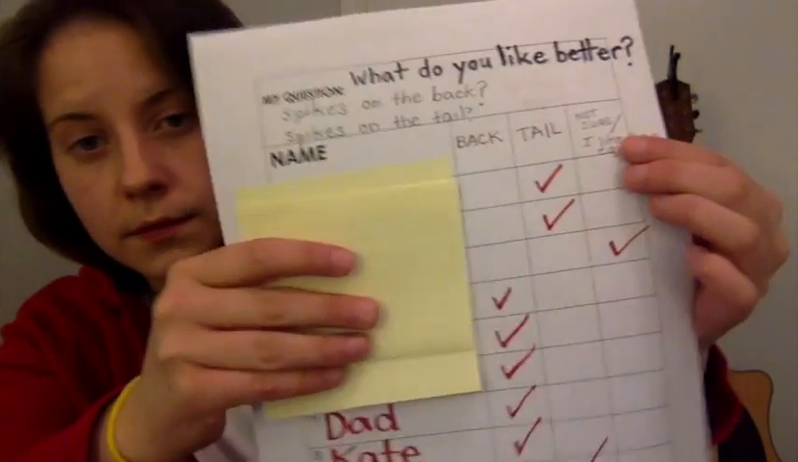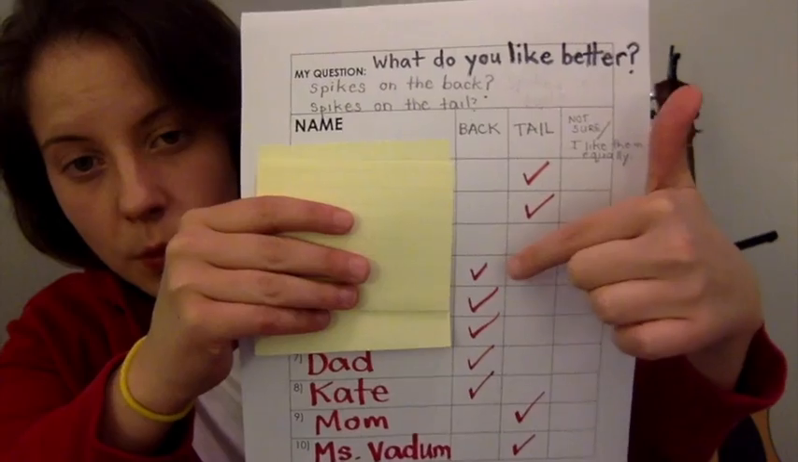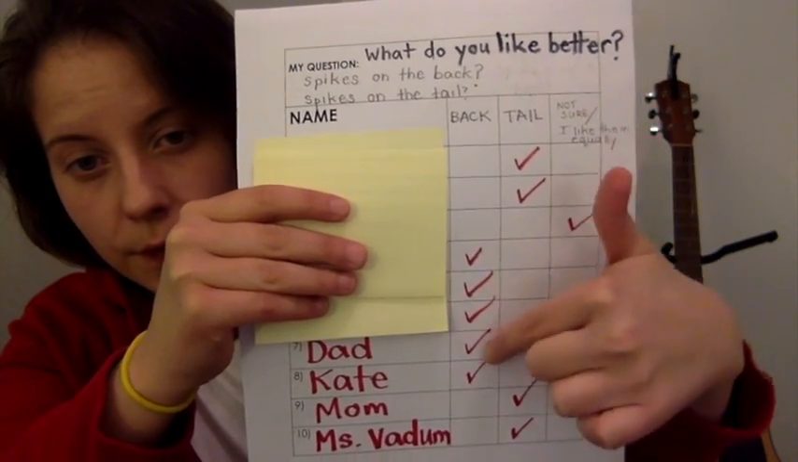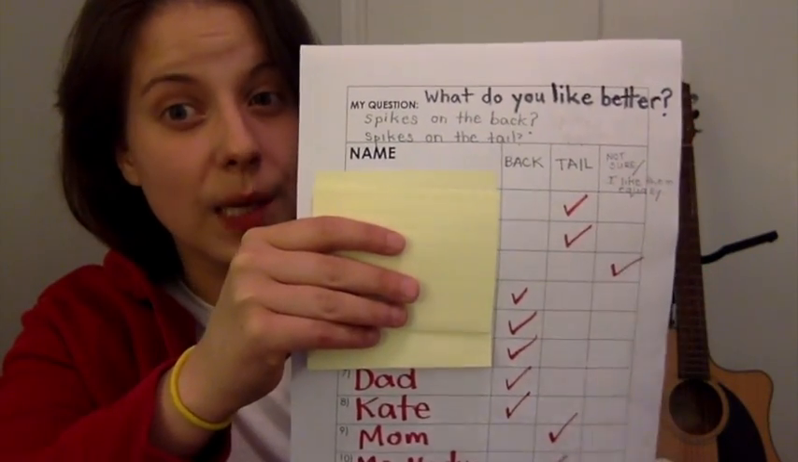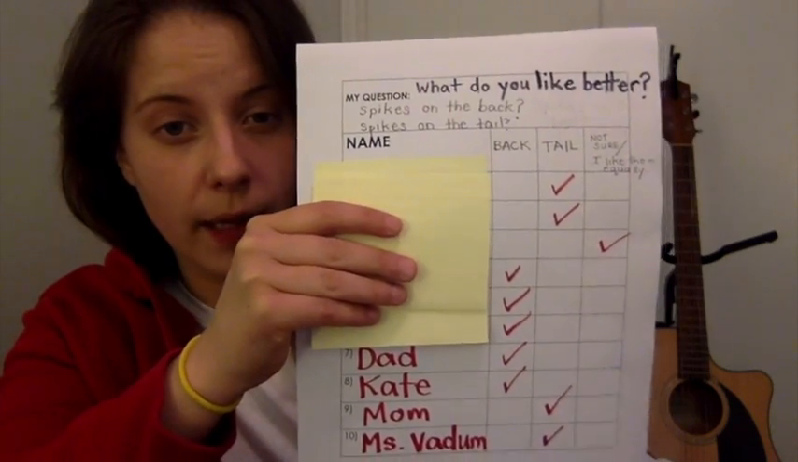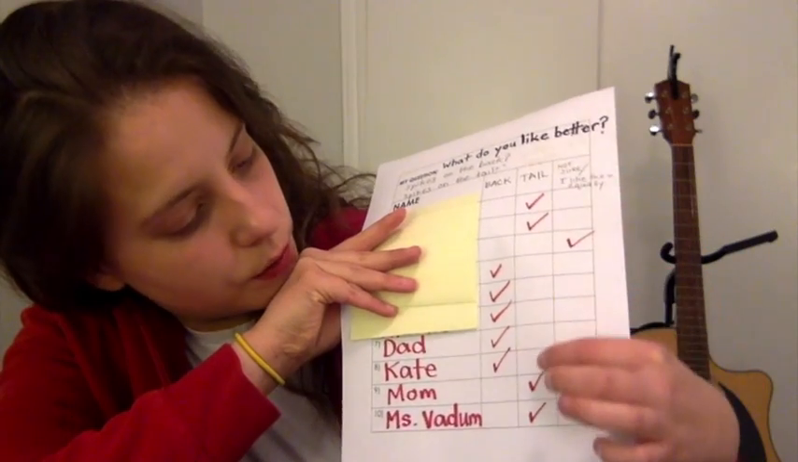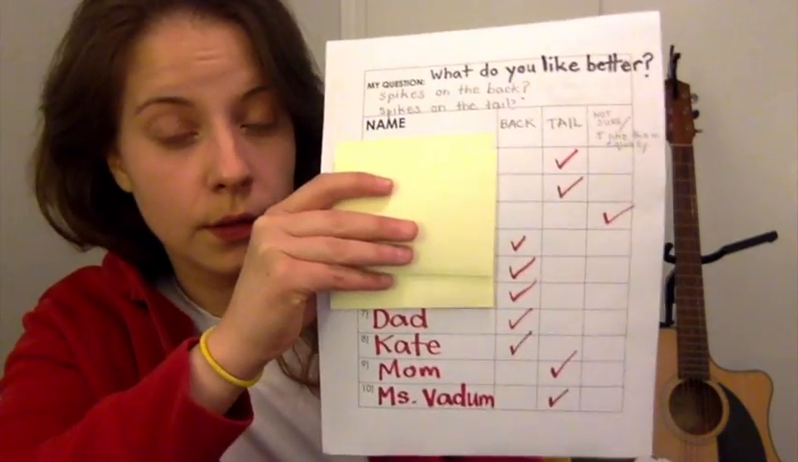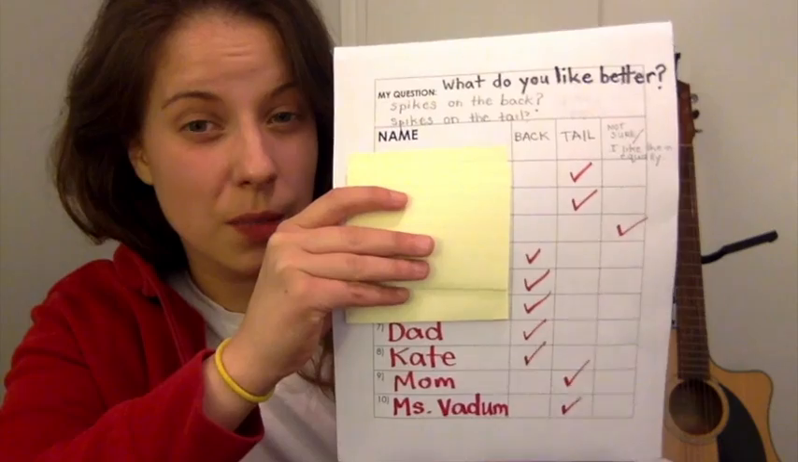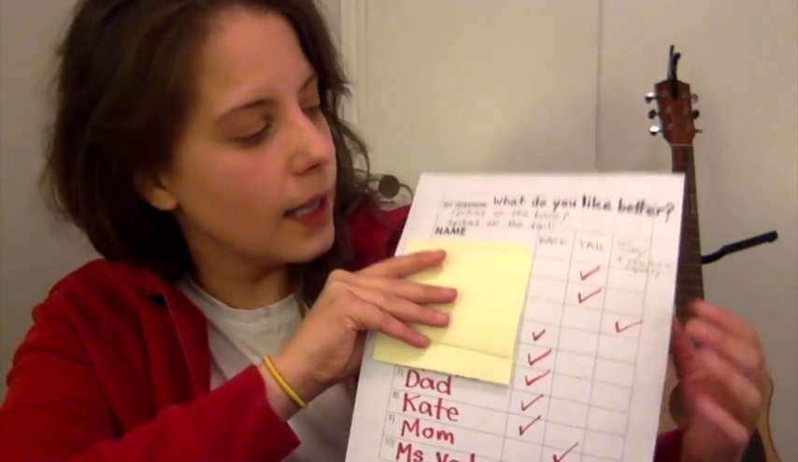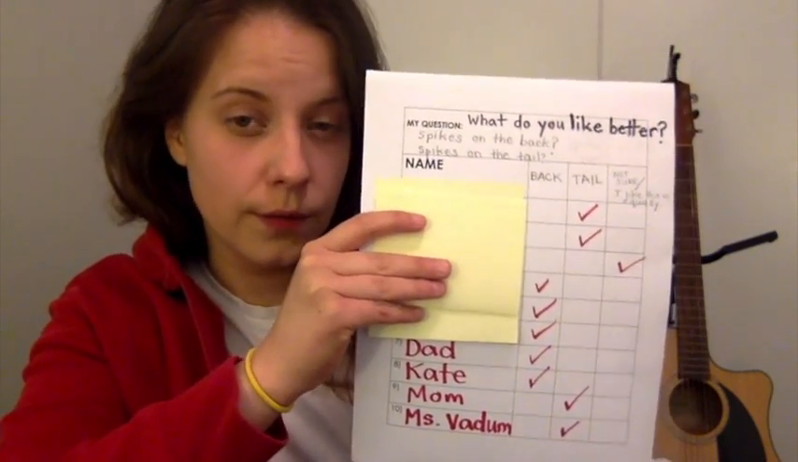Overall, I found that 5 kids or people liked spikes on the back better. I found that 4 people liked spikes on the tail better, and that one person wasn't sure. Spikes on the back or spikes on the tail. They liked both equally.